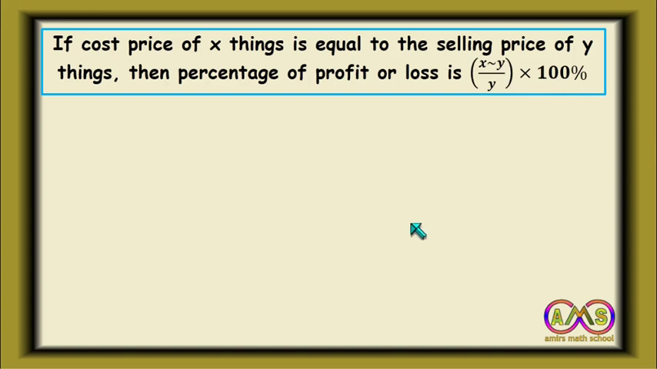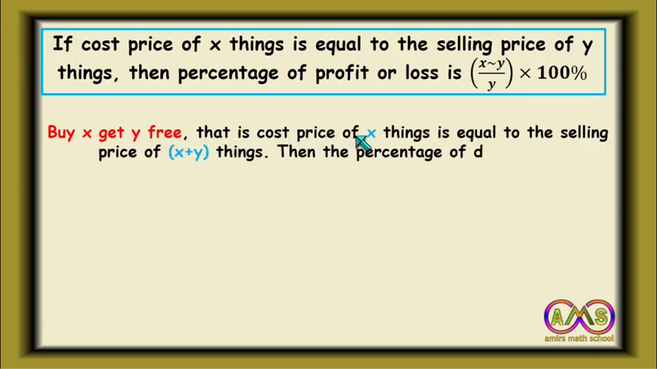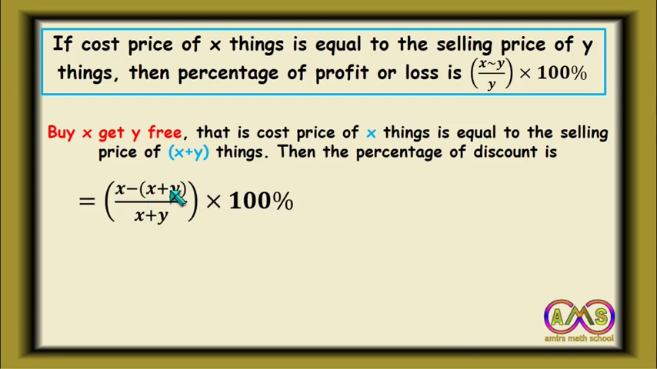So our main discussion point is buy X get Y free. In that case, the cost price of X things is equal to the selling price of X plus Y things. That is, buy X get Y free: the cost price of X is equal to the selling price of X plus Y things. Then the percentage of discount is X minus X plus Y.